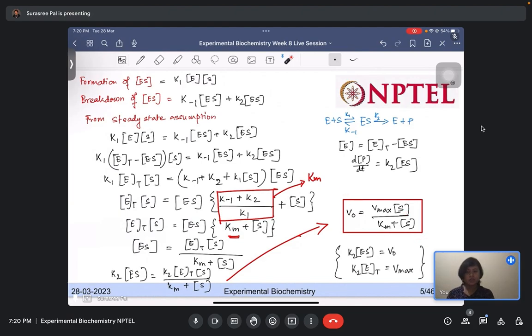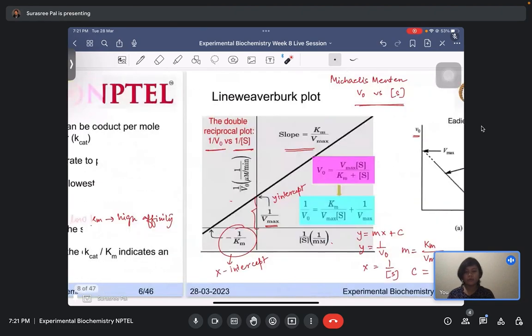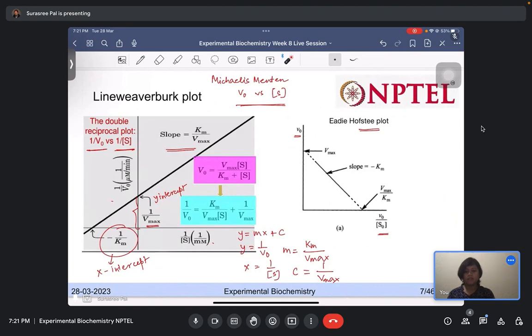Here we assume that there is a steady state, which basically means that the formation of ES and the breakdown of ES, that is the enzyme substrate complex, those two rates are the same. So that gives us a steady state assumption, and from it we derive this equation, V0 equals Vmax S divided by Km plus S, which we plot here, and we get this kind of Michaelis Menten curve.